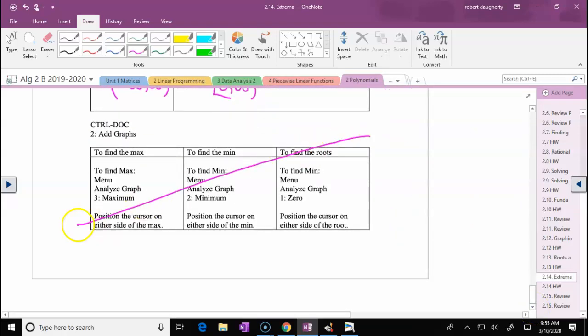What I would omit is this information. I'm not going to require you to be able to do this on the TI Inspire. That's sort of a nice to have, but you will not be tested on that.